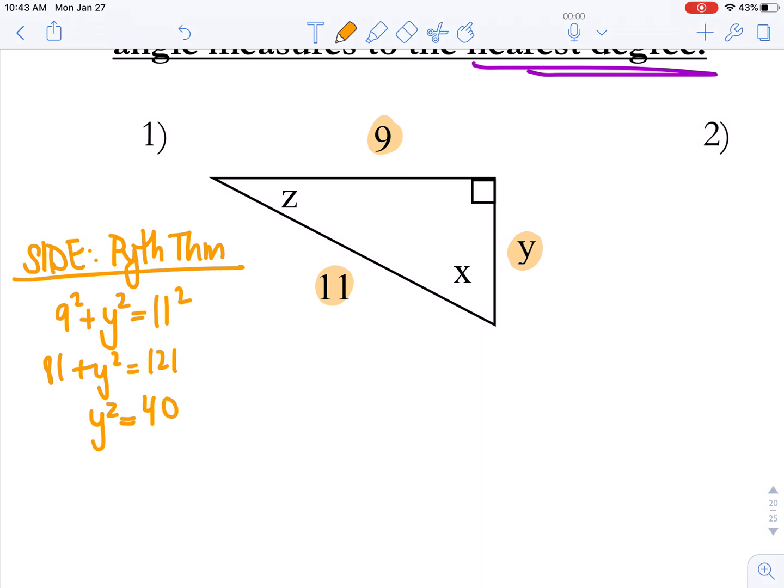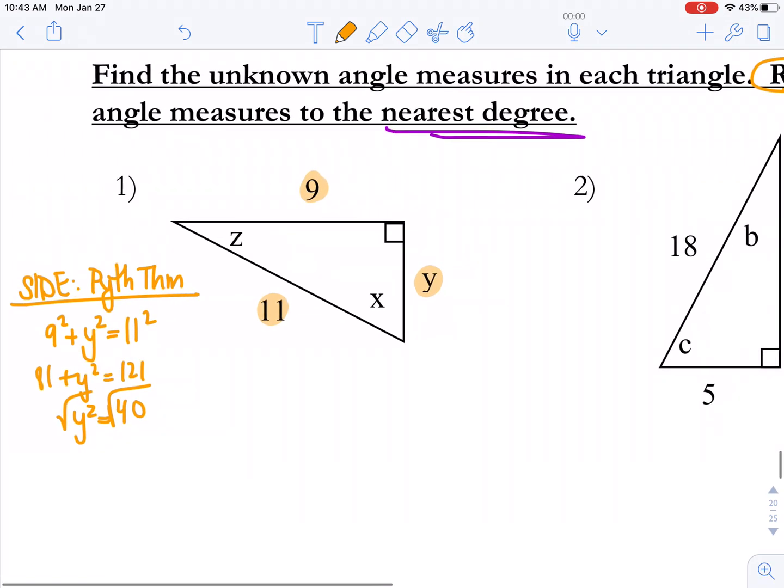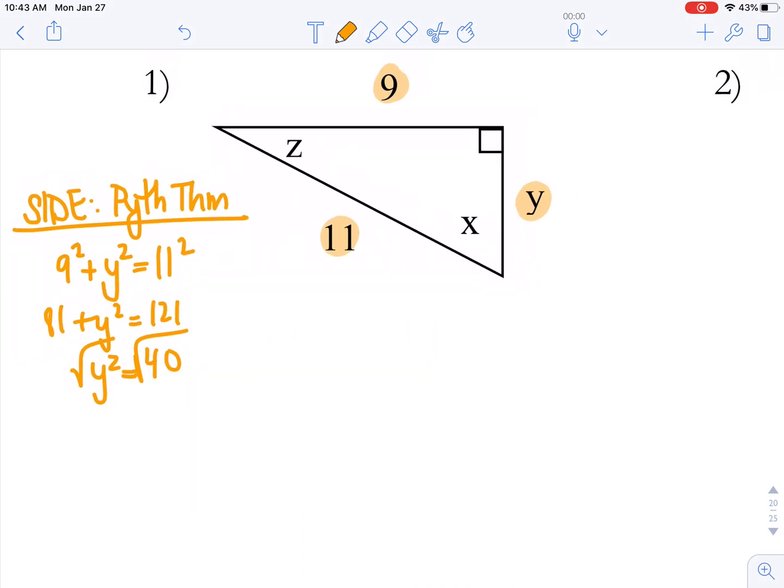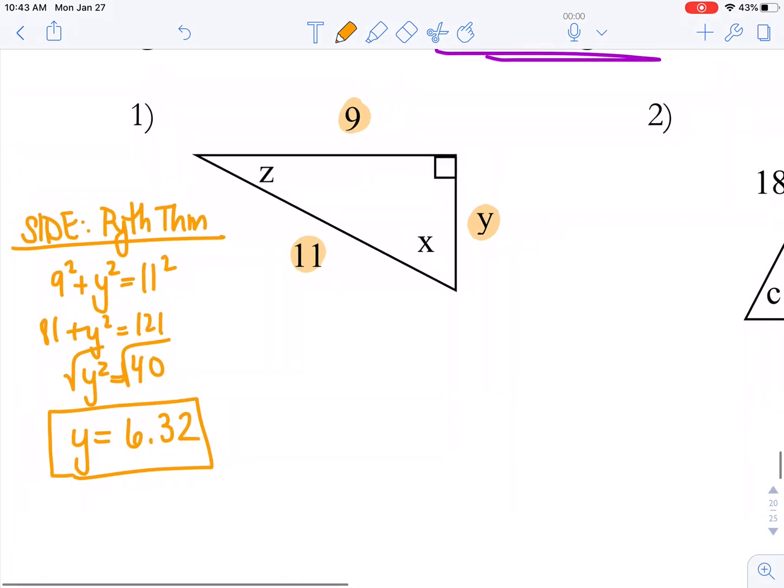So now I have to take the square root of both sides. Now, since in the directions it says to round my answer, I actually don't want to leave my answer in radical form anymore. Since they want us to round to 2 decimal places, I can type that in my calculator and get a decimal. So 6.32. 2 decimal places is to the nearest hundredth. So I've solved for y.